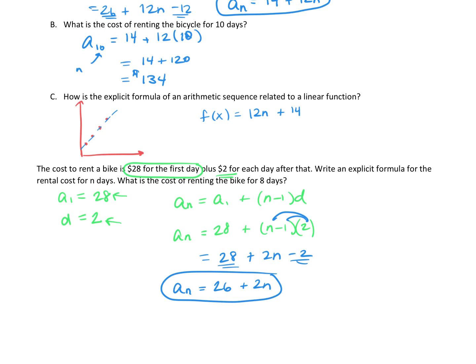Now our follow-up question, what is the cost of renting the bike for 8 days? So if they want to know for 8 days, n is our number of days, so a sub 8 equals 26 plus 2 times 8. 26 plus 16 gets us $42 to rent the bike for 8 days.